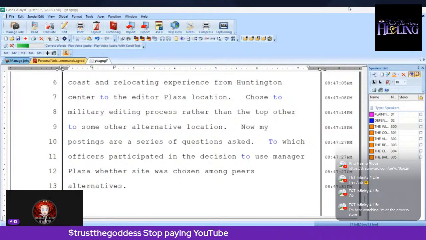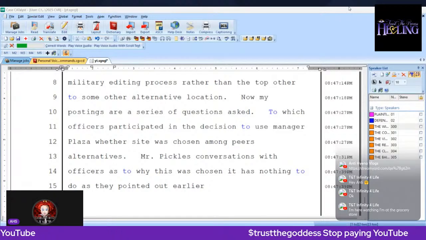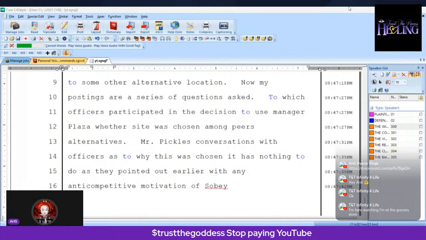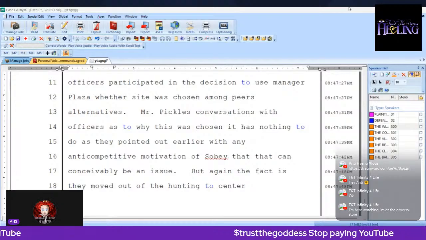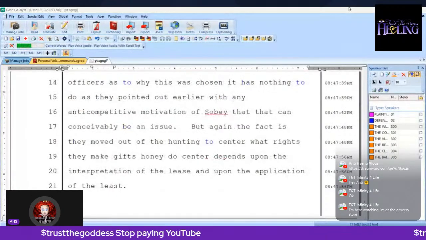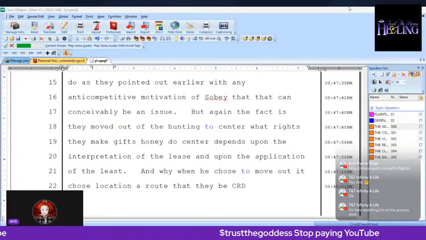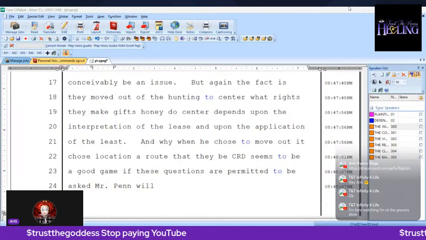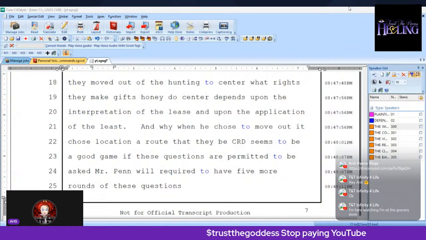It has nothing to do, as I pointed out earlier, with any anti-competitive motivation, assuming that can conceivably be an issue. But again, the fact is they moved out of the Huntington Center, and what rights that may give Huntington Center depends upon the interpretation of the lease and upon the application of the lease, and why, when it chose to move out, it chose location A rather than B, C, or D. It seems to me, again, if these questions are permitted to be asked of Mr. Penwell, we are going to have 5 more rounds of these questions going on by the end of May. I think it is a useless kind of discovery.